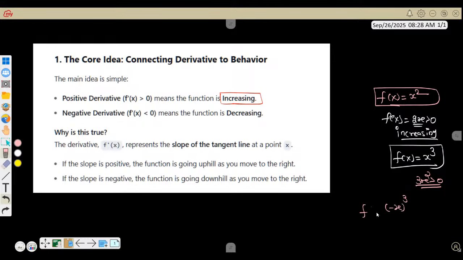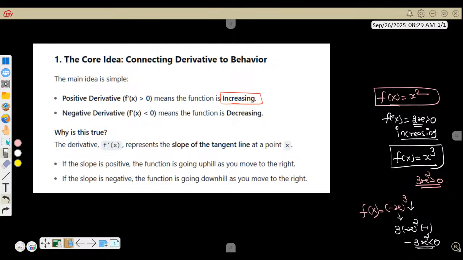Now let us suppose you have a negative x cube. What kind of function is this? The derivative of this function is 3 minus x square, and the derivative of this is negative 1. So this is negative x square, which is less than 0. So this function is a decreasing function. Yes. So you got the meaning of increasing or decreasing? Good.